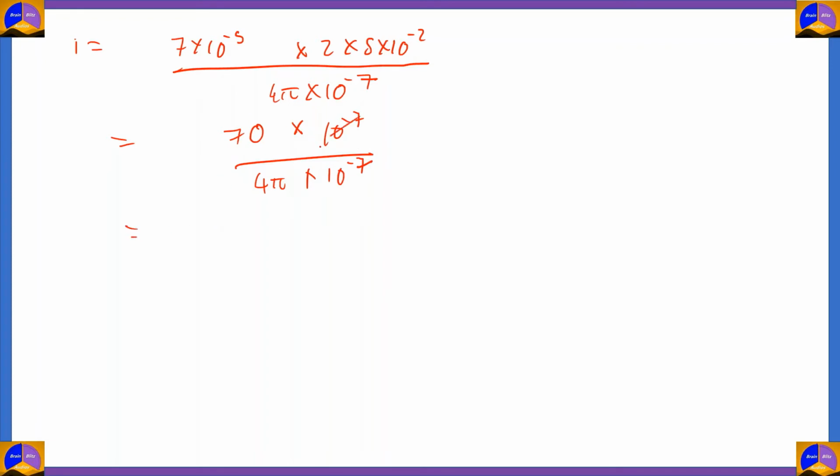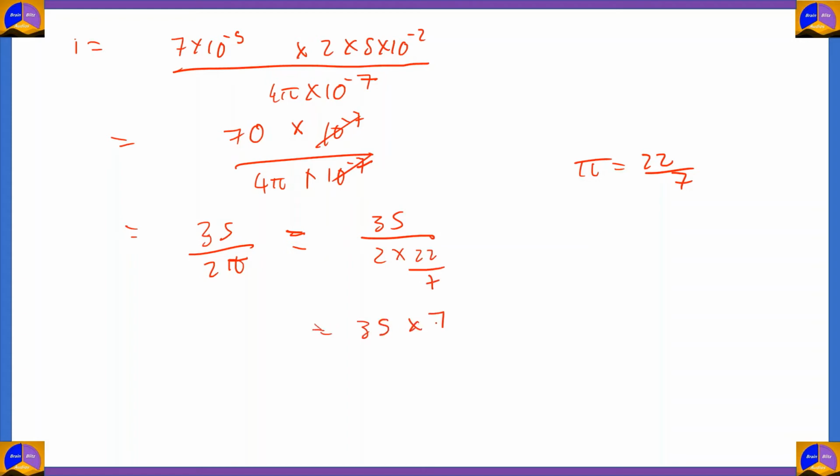So 10 raised to minus 7 gets cancelled. So we have 70 by 4 pi. On dividing by 2, we'll get 35 divided by 2 pi. So let's put the value of pi as 22 by 7 for simplicity in calculation. So 35 divided by 2 into 22 by 7. So that'll be equal to 35 into 7 divided by 44. That is equal to 245 divided by 44. So this will be the amount of current.